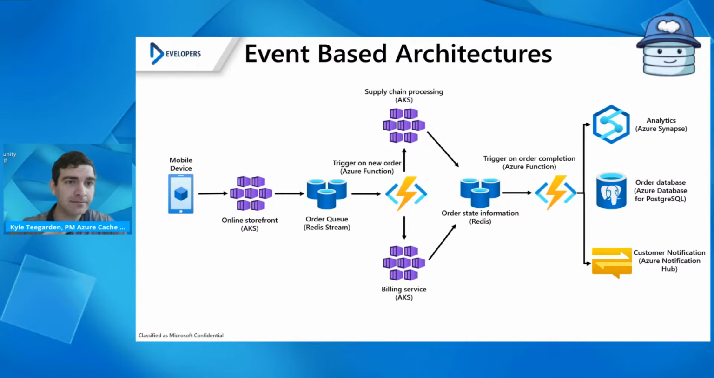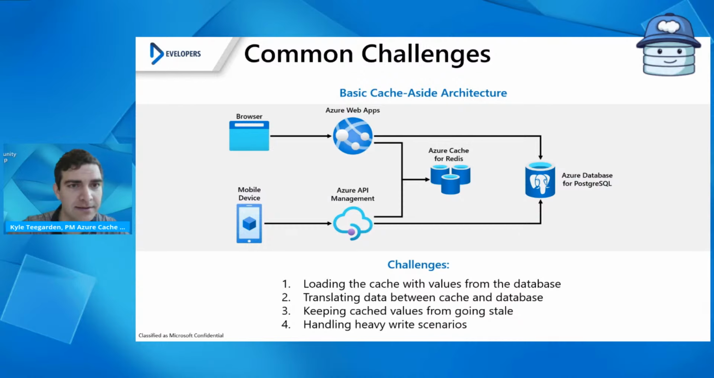Okay, so we talked about a number of things, kind of going back to those original problems. If I go back to this slide, like, how do we load the cache with values from the database? You can use functions and a read-through pattern to do that. How do you translate data? Functions can be used to talk between key value NoSQL style versus a SQL style, or Cosmos and Redis, et cetera, et cetera.